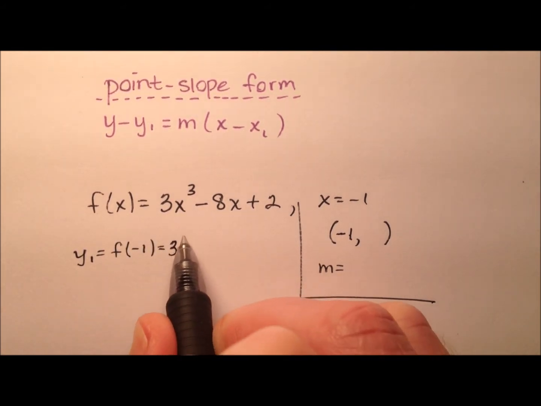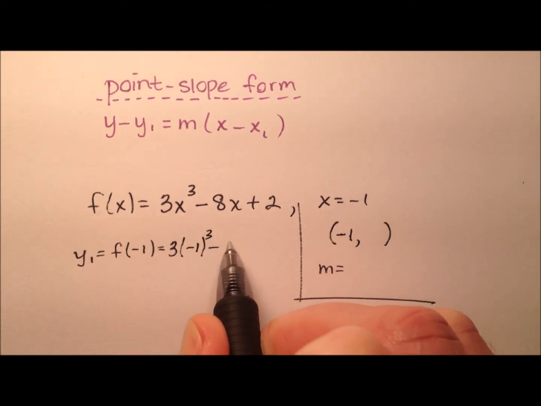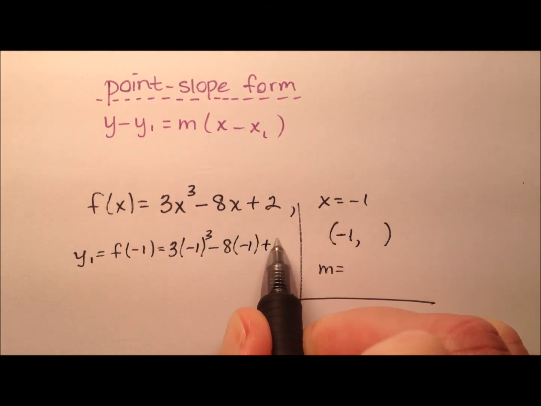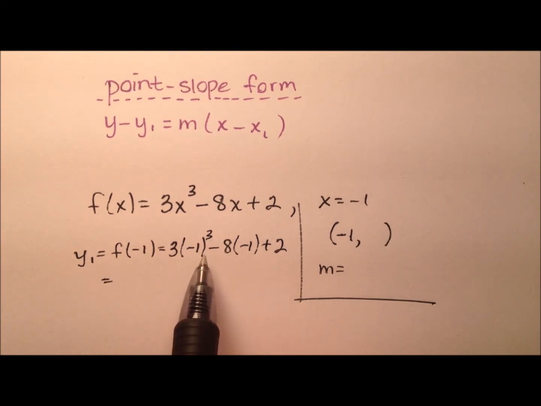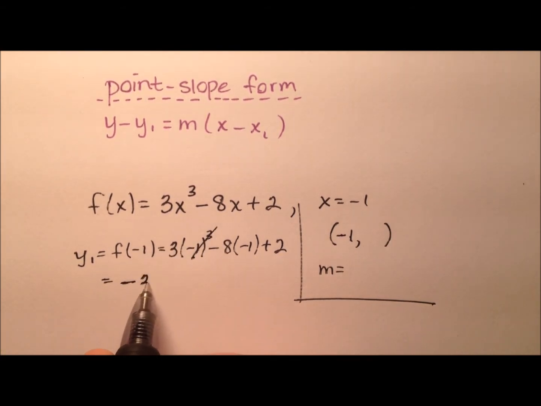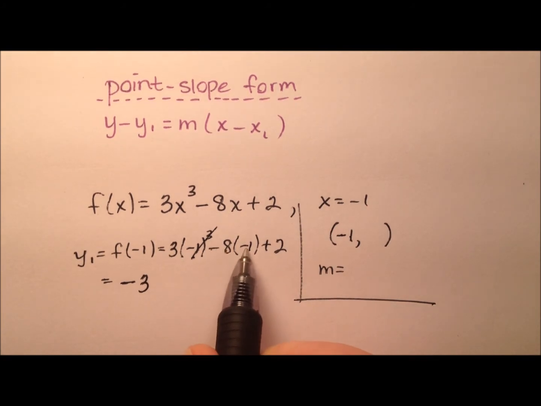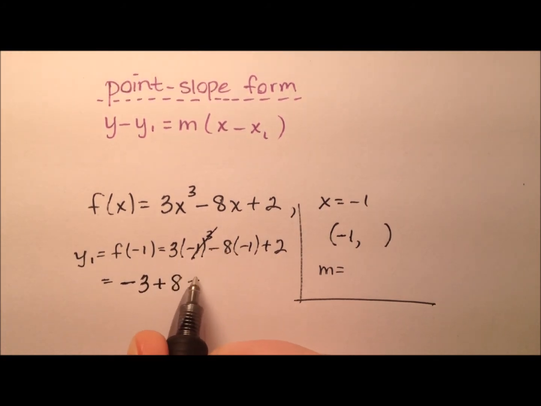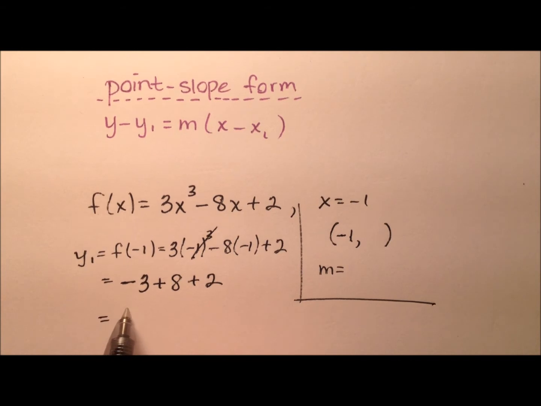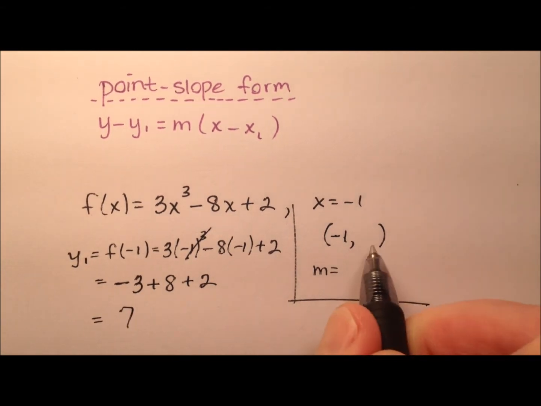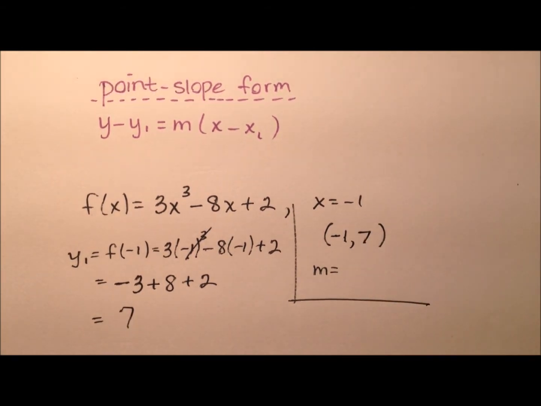Okay, well, let's go ahead and drop negative 1 into my function. And it looks like I'll have, well, negative 1 cubed is negative 1, so 3 times negative 1 is negative 3. Negative 8 times negative 1 is positive 8, and then plus 2, and that equals 7. So I can go ahead and finish up this ordered pair by saying 7. So negative 1, 7.